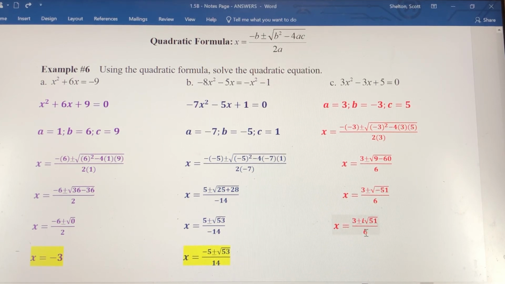Now this 3 over 6 can be simplified. We just need to be careful how we do that. So I can break down that 3 over 6 to 1/2, okay? And then this plus or minus i radical 51 also has to be over 6. That can't be simplified any. So my final answer, two solutions, 1/2 plus or minus i radical 51 over 6. Okay, that's it.